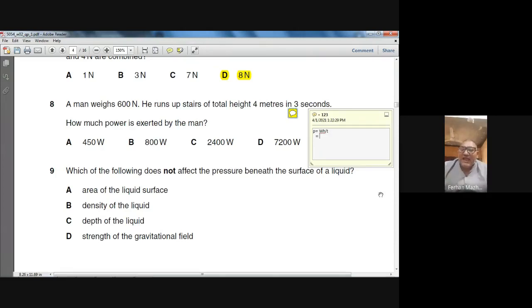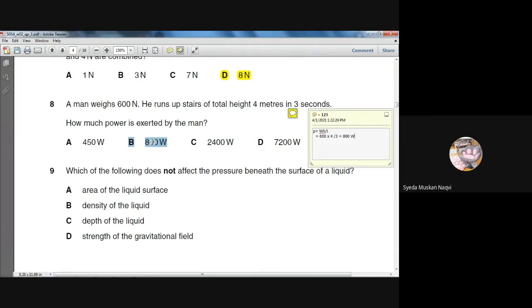So the weight of the man is 600. You multiply it with the vertical height, that is 4, and you divide it by the time taken, that is 3 seconds. So just do this calculation, 200, that will be 800 watt. You have your calculator with you? Do you understand this question?